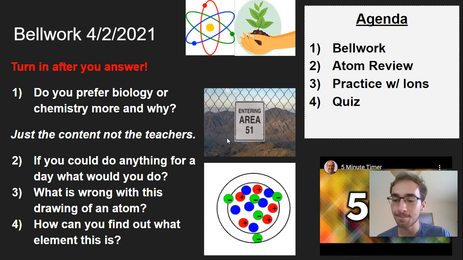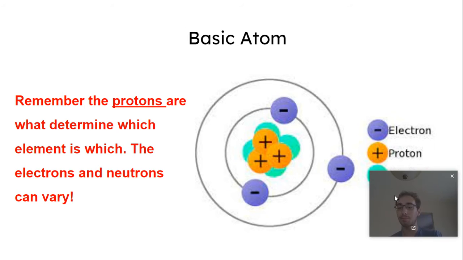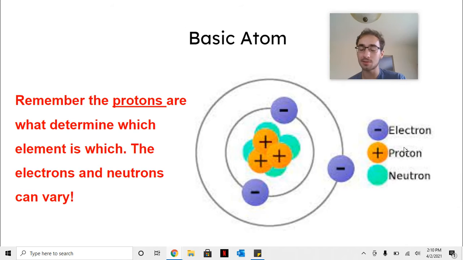Here are the questions for the day. Please pause the video now and answer them. Here's a hint for number 4. Remember that protons, the positively charged particles, are what determine which element is which, because the electrons and the neutrons are the ones that vary.